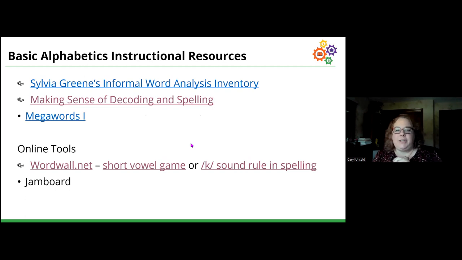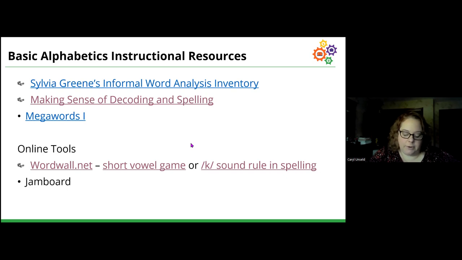So this first resource that I want to share with you is super easy to use. It's a way, if you have a student that you think is struggling with basic alphabetics, to determine what letter sounds they are struggling with and what I need to specifically focus on. Now again, remember, when you're focusing on these things and working with students, it's only going to be for maybe 10 or 15 minutes at a time.